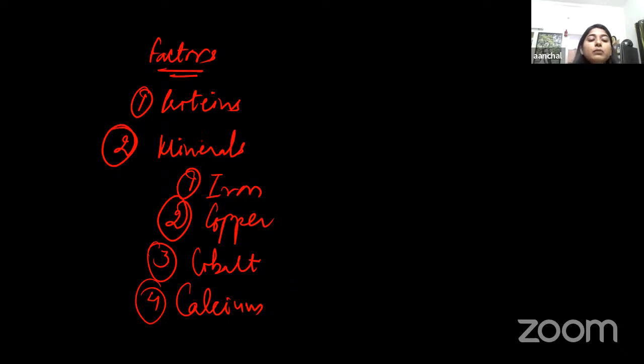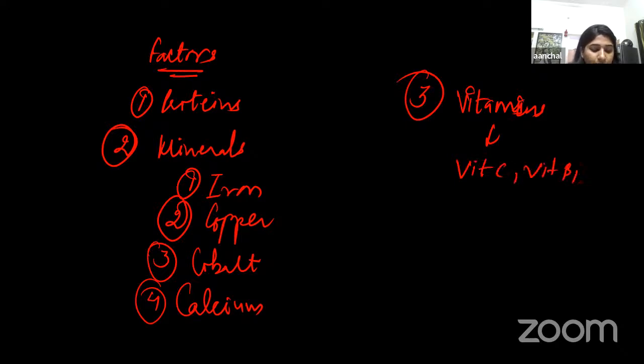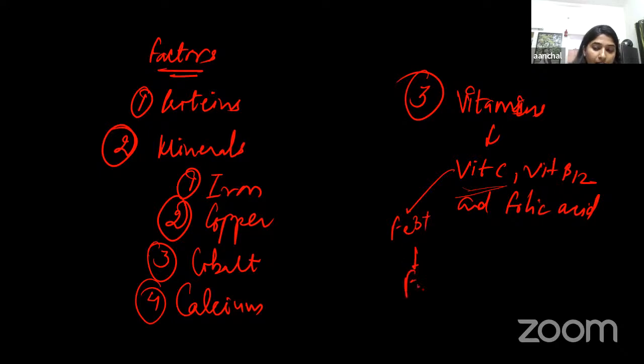Along with protein and minerals, we have a third substance, that is vitamins. Why are vitamins very important? Because vitamins like vitamin C, vitamin B12, and folic acid help in the synthesis of nucleic acid, which in turn is required for the development of RBC. Also, vitamin C helps in the absorption of iron by reducing Fe3 to Fe2. So this is how all these components have a very significant role in the formation of hemoglobin. This is all about the components required for the synthesis of hemoglobin.